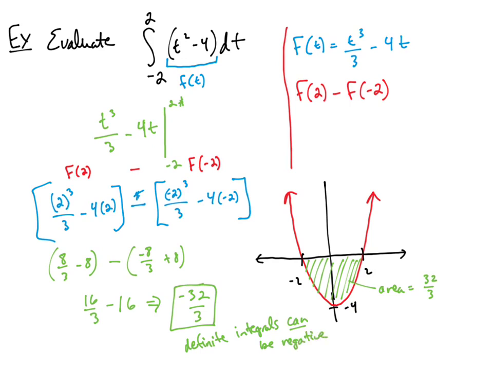Okay, so we just need to really understand what we're doing. That integral can be a negative value. And this negative just means that there is more area under the x-axis than above the x-axis. So that's how we should be interpreting a negative value as our definite integral.